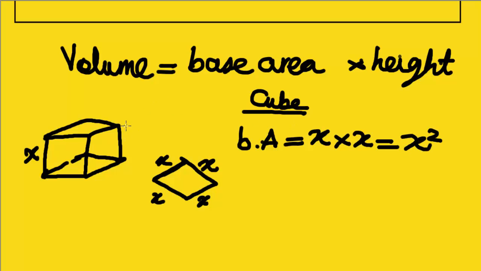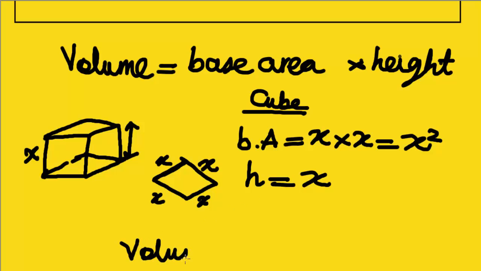As for the height of the cube, remember all the edges have the same length, therefore the height is also x. I'm going to call the height h. Therefore the volume for the cube is base area times height, which is x squared times x, which is x cubed.